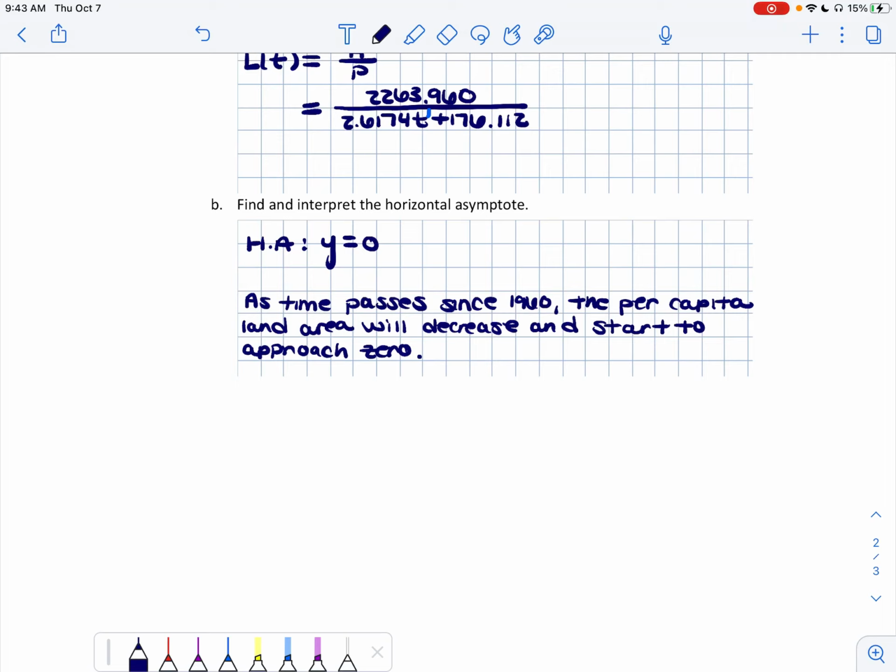That's the whole thing with an asymptote, it tells us theoretically at infinity, this is what our function is going to equal. But of course, realistically, we never actually get to infinity. So just slowly over time, the per capita land area is going to decrease, and get closer and closer and closer to 0 as time goes on.